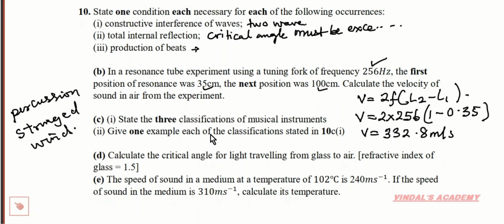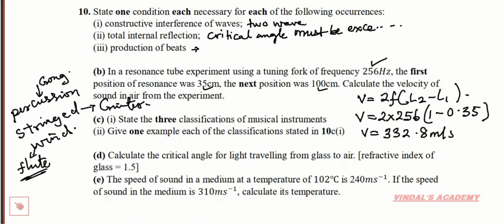Now give one example each of the classifications stated. We have gong. Anything you hit, like a gong, is percussion. Percussion means you are striking, and a gong is one of the examples, like a bell. Then string instruments should be like guitar. This one example is going to be guitar, depending on the mother tongue. This English is not our own. Wind is flute. Wind is flute, right? So that is the answer for that.